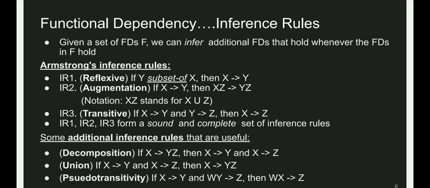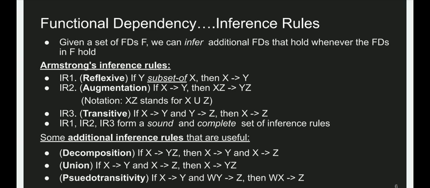Now we will move on to some inference rules. First one is Armstrong's inference rules. In that, first one is the reflexive rule. If Y is a subset of X, it means that X is a bigger set and Y is a small set, then X determines Y, this FD holds. And the next one is augmentation. If X determines Y, the functional dependency X determines Y is already there, then we can augment another attribute Z into this, which is called XZ determines YZ.